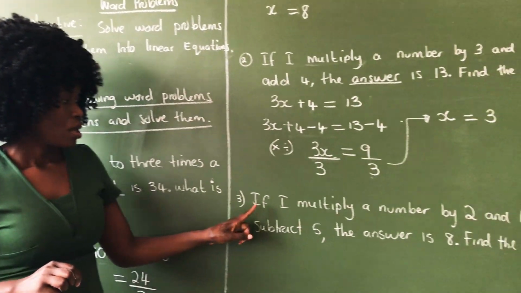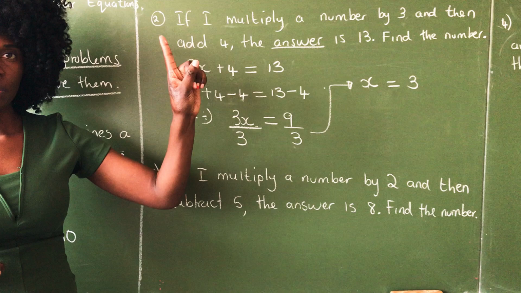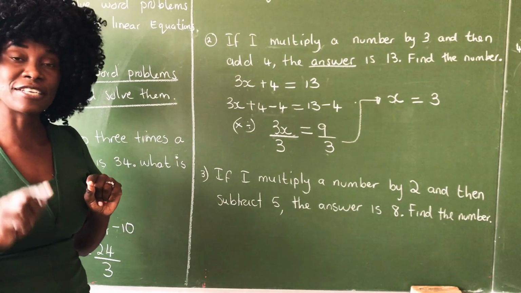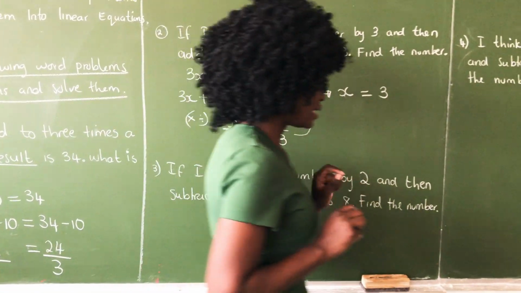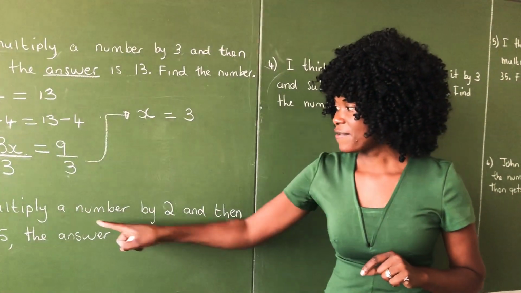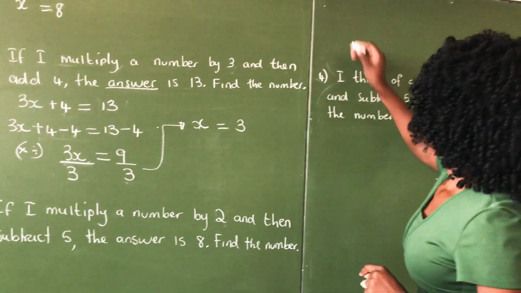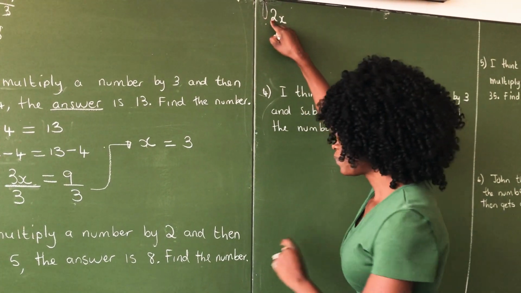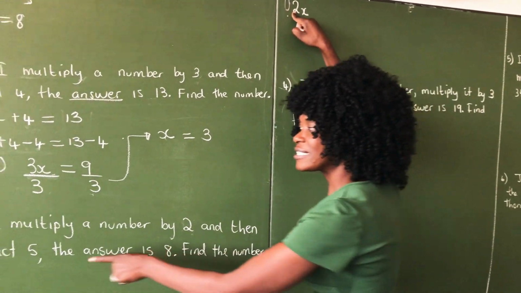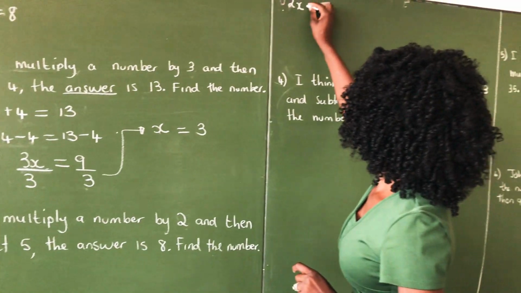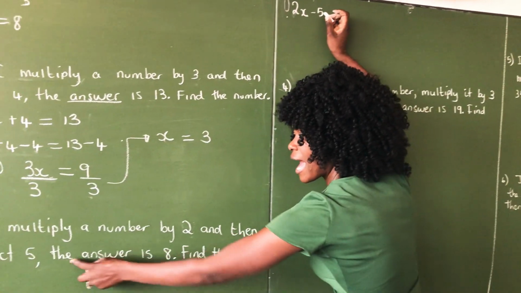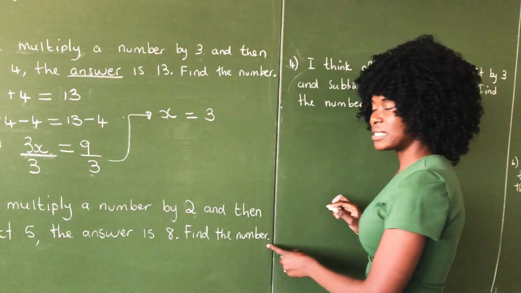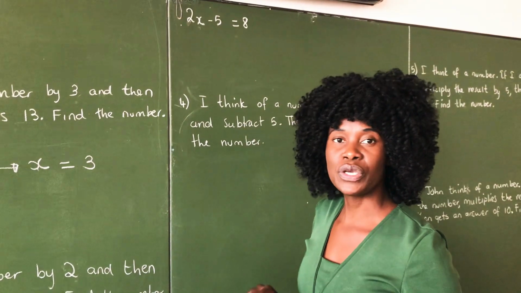Question 3. If I multiply a number by 2 and then subtract 5, the answer is 8. Find the number. If I multiply a number by 2, that means the number is the variable x, I multiplied by 2, and then subtract 5. So it will be minus 5. The answer is 8, equals 8. Find the number. So what is the value of x?